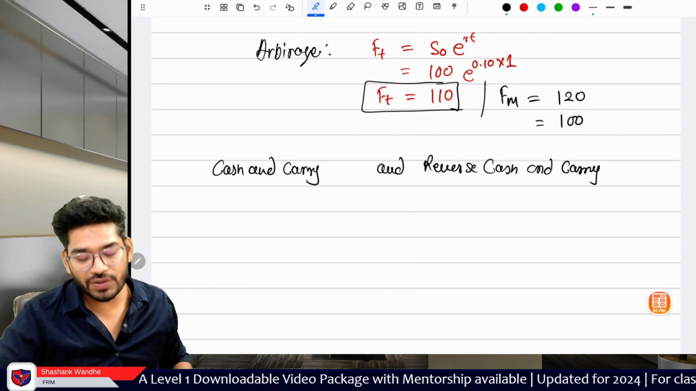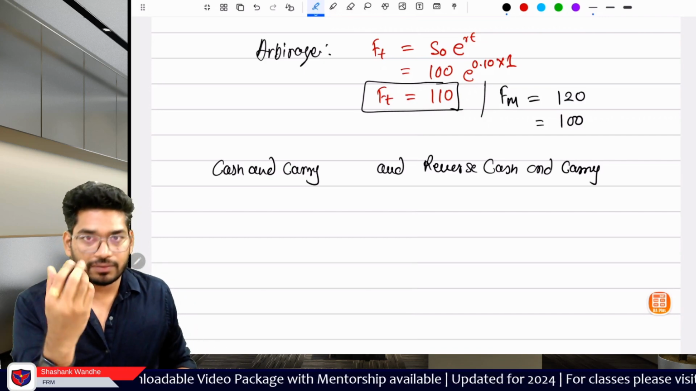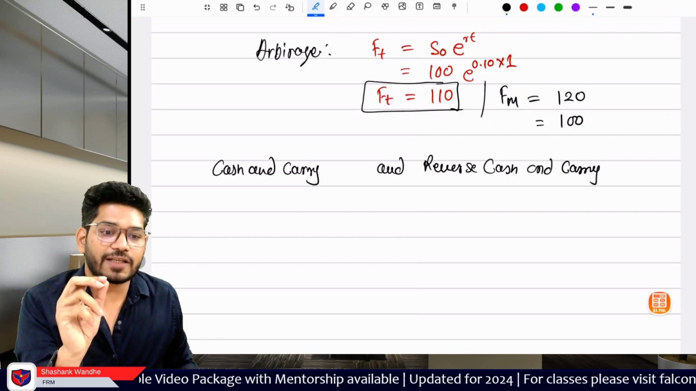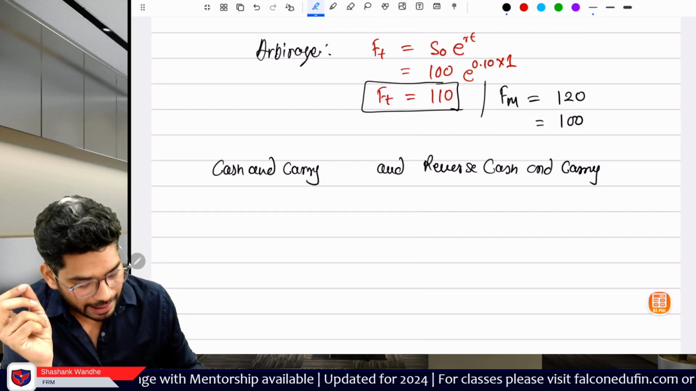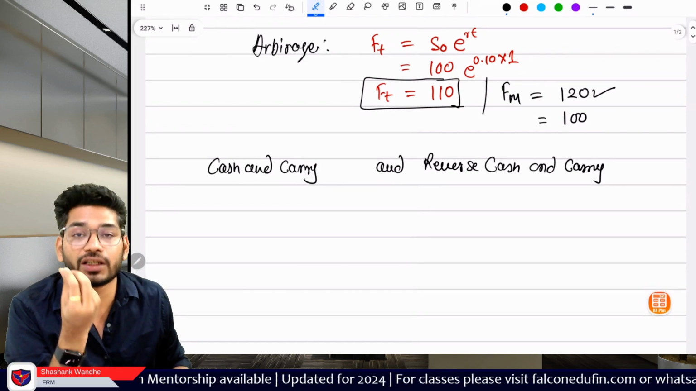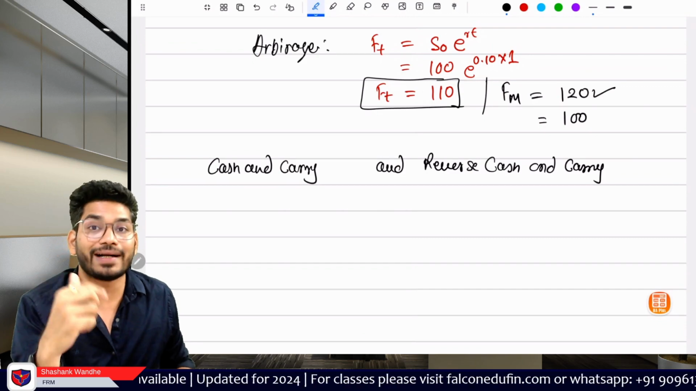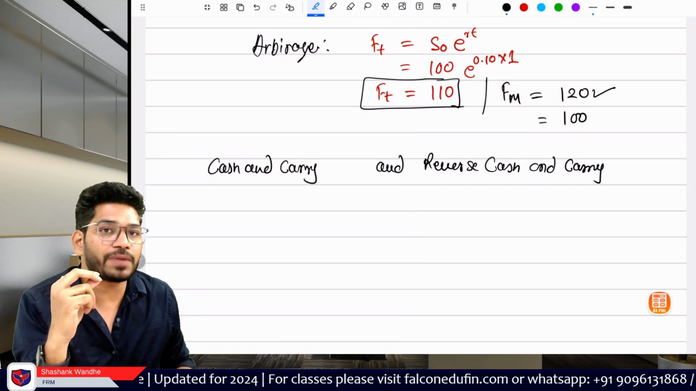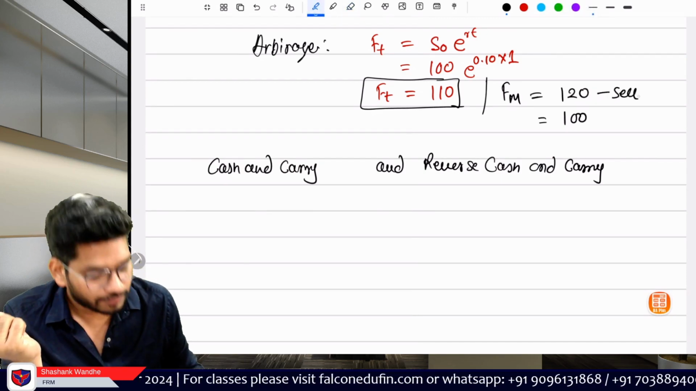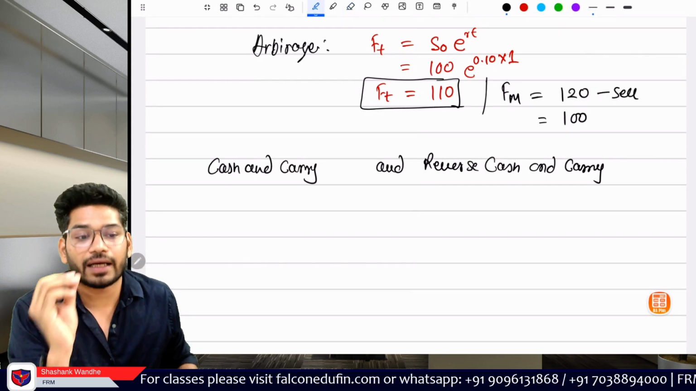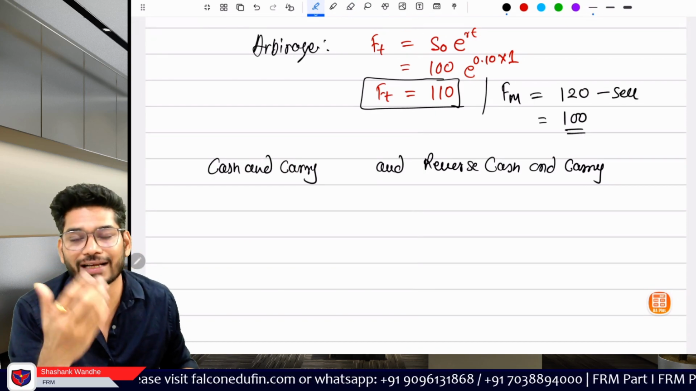Now, if it is trading at 120, think from this perspective. As per your calculation, this futures price should be 110, but actually in the market it is 120. As per your analysis, it should be 110, but in the market it is trading at 120. So it is expensive in the market. If something is expensive in the market, you sell it. Simple. You sell it.